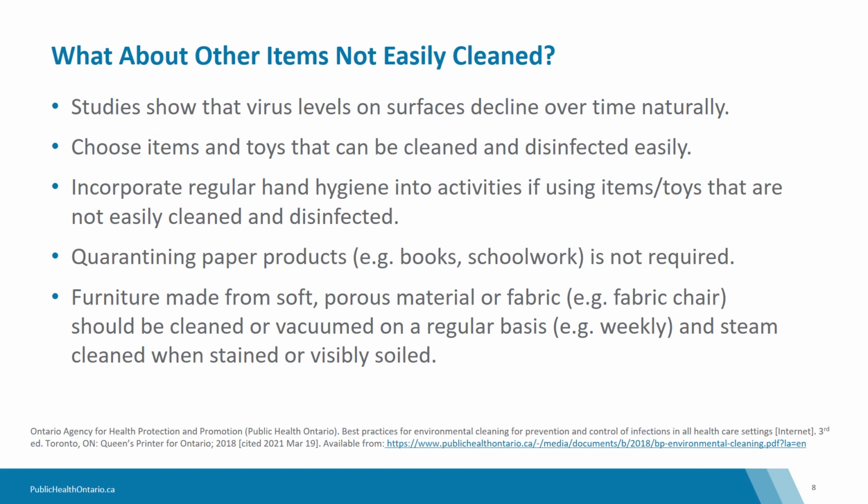What do you do with items that can't be cleaned easily? Direct contact with respiratory droplets of an infected person is the primary means of COVID-19 transmission. Transmission of the virus that causes COVID-19 via fomites, while theoretically possible, is unlikely. Studies show that levels of the SARS-CoV-2 virus that causes COVID-19 infection decline on surfaces over time naturally. Choose items and toys that can be cleaned and disinfected easily.